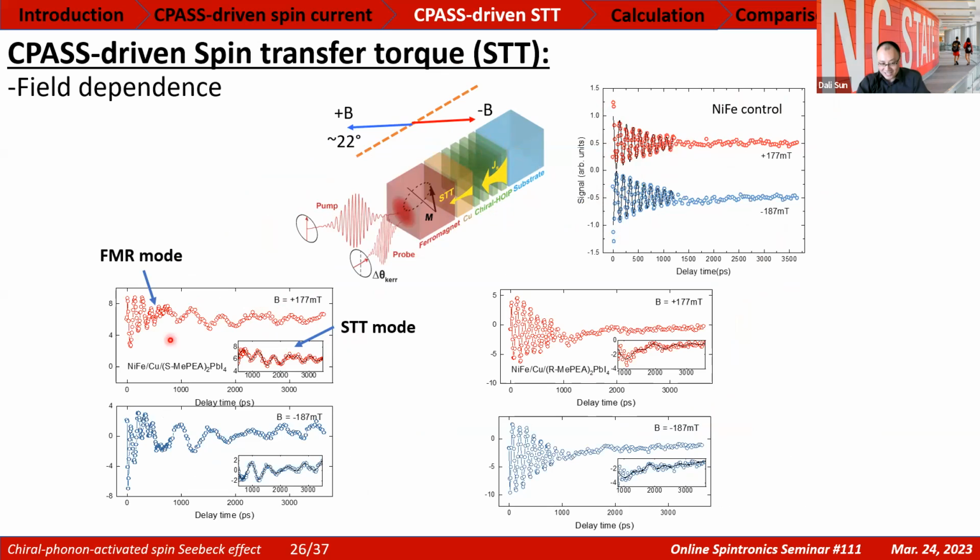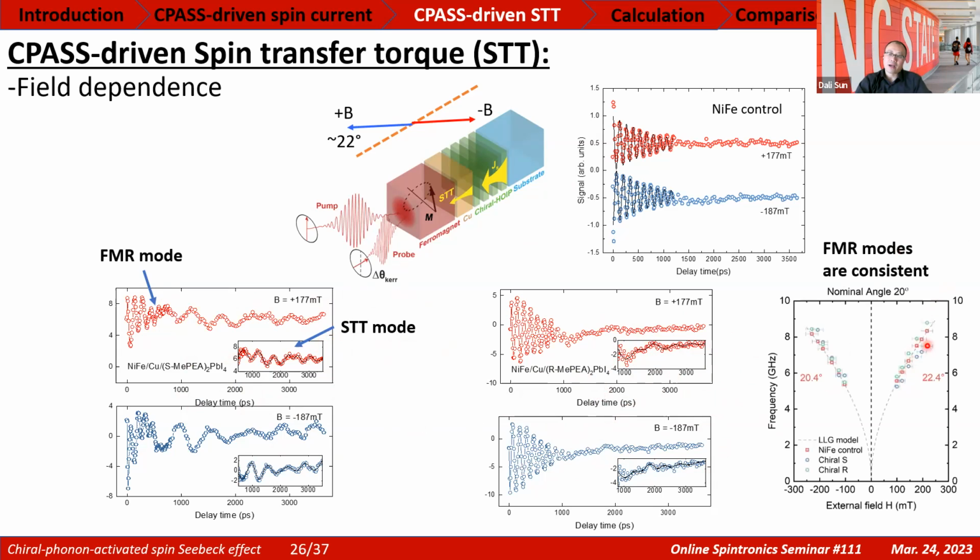However, in the perovskite sample, you see two modes. One is the FMR mode, which you always have resonance when you apply a magnetic field. We see the FMR mode, but after the FMR mode, you see a very long-lived oscillation signal. This is due to the STT mode from the spin current generated by chiral phonons. We observe it in both the R and the S, with different amplitudes. Usually in the R system the signal is much smaller, but the long-lived oscillation feature is still present.